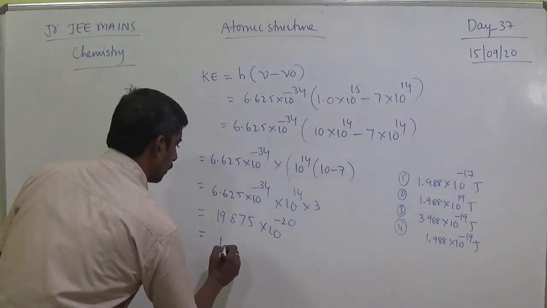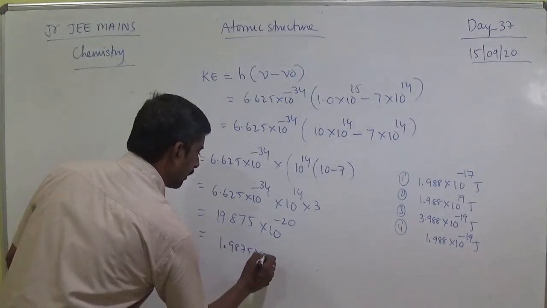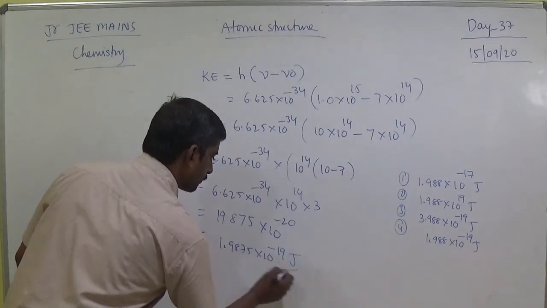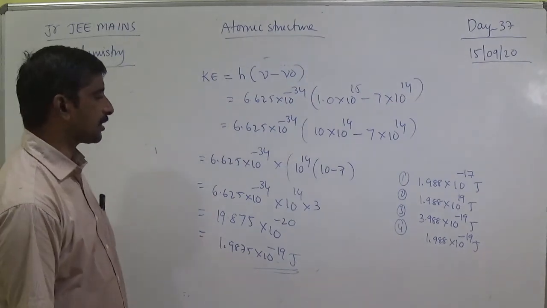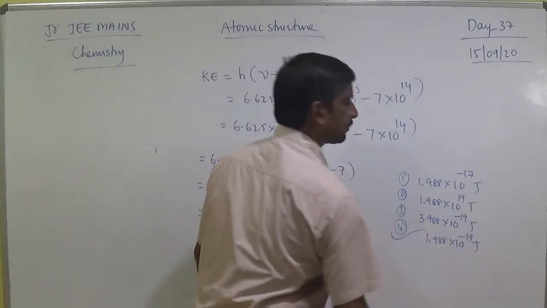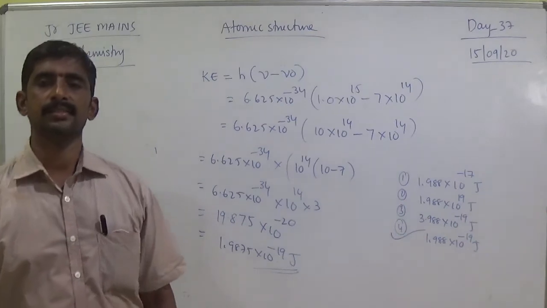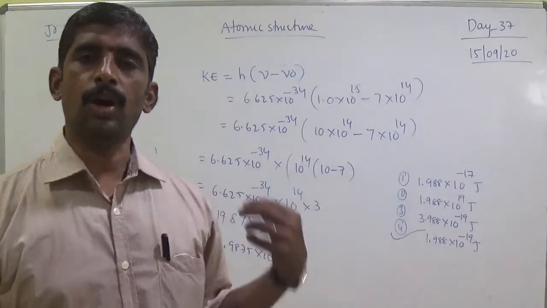Simply I am taking 1.9875 × 10^-19 joules. 1.98 is nothing but 1.988. So which option is correct? The fourth option is correct. So this is the kinetic energy. Very easy, students. The formula is very easy.